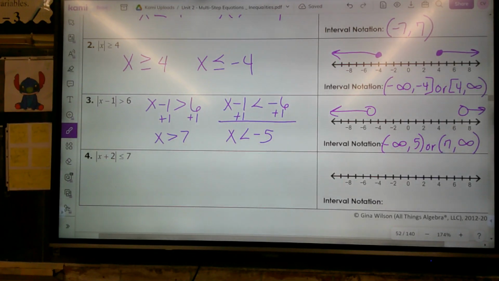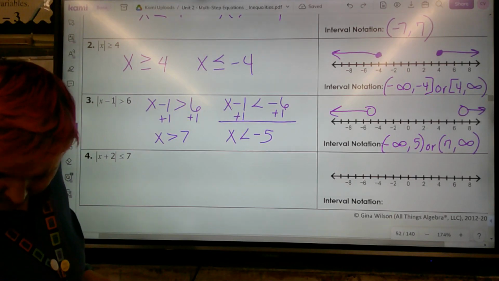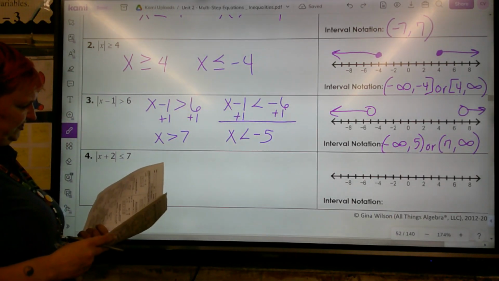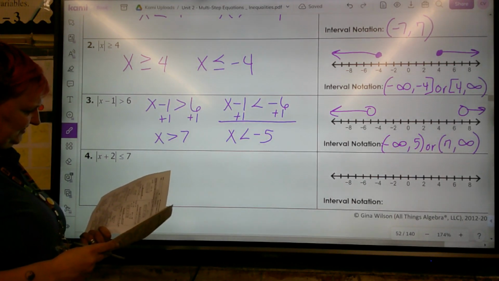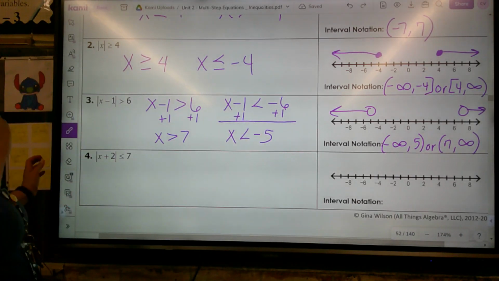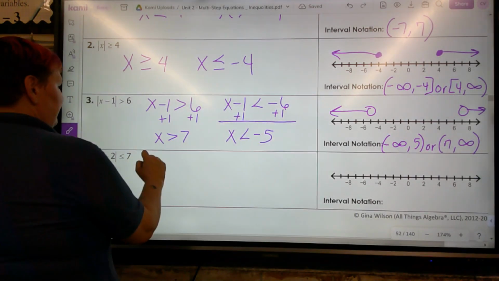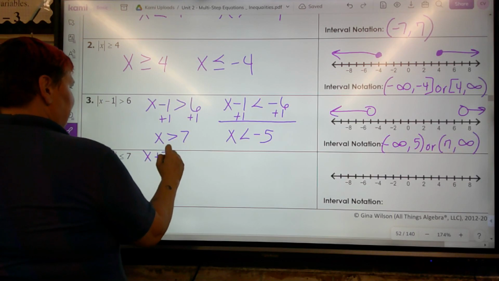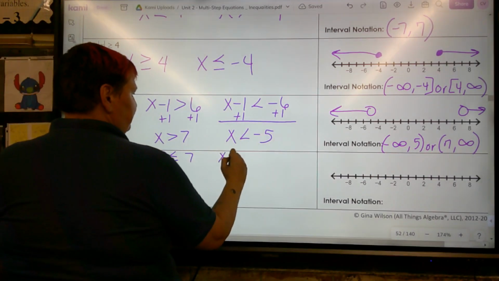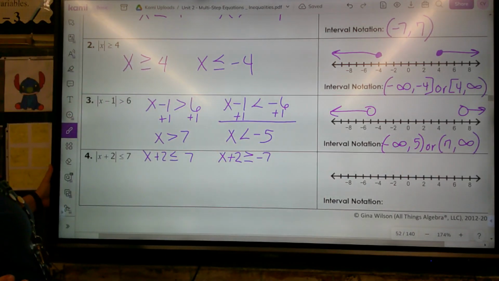One more. You ready? Okay. They actually didn't give us one where we have to isolate. I think we should do one, so we'll pick one from the next page just so you can see what it looks like to isolate first. Alright, so x plus 2 less than or equal to 7, that's our keep it. X plus 2 greater than or equal to negative 7, that's our switch.